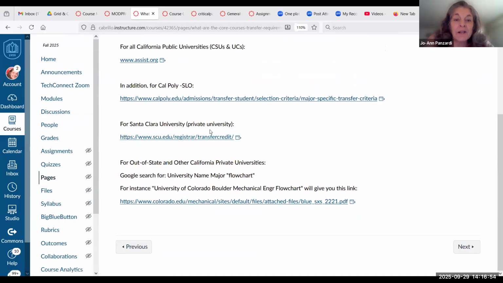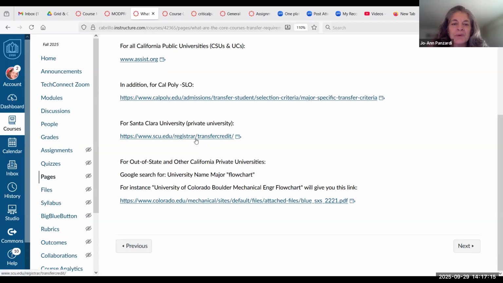Okay, for Santa Clara, which is a private university, you can look at this. Santa Clara is in Santa Clara, so it's not that far away from here. Some students don't apply for private schools, but often private schools give you more scholarships than the public schools, which might actually make it cheaper than going to a San Jose State or a Cal Poly. So it's definitely a school to look into.